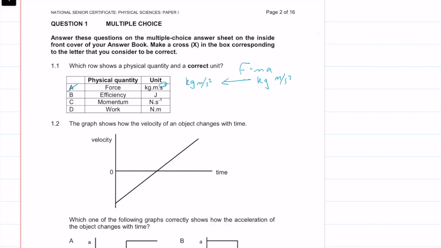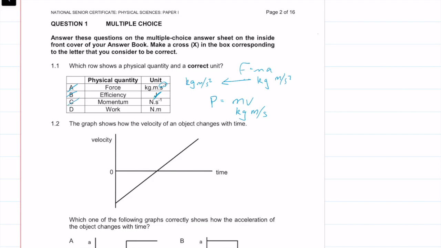Efficiency is a dimensionless quantity, so it has no units, so it cannot be B. Momentum: our equation for momentum is mass times velocity. Our mass is in kilograms, our velocity is in meters per second. So again, we don't have the right units here.